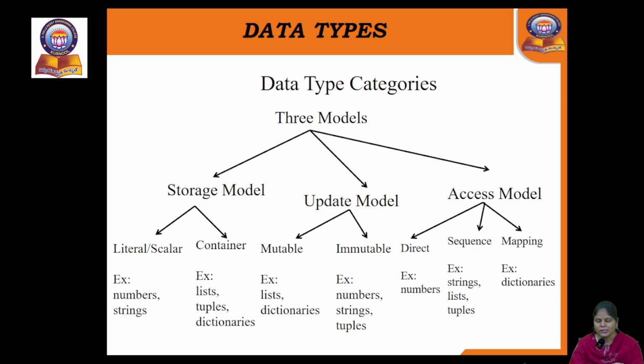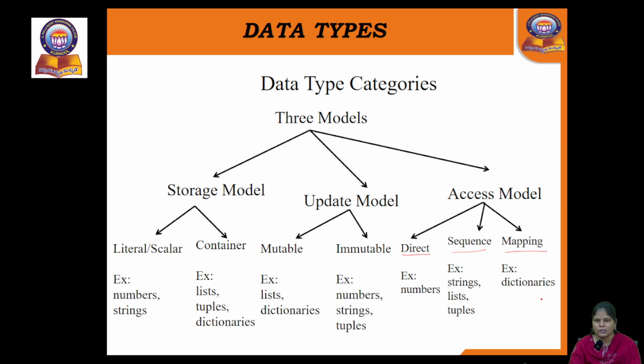Based upon accessing, we will be dividing the data types into 3 models: direct, sequence and mapping. The numbers can be directly accessed from the variable, so the numbers come under the direct access model. Whereas for strings, lists and tuples, each and every data item will have an index value in a sequential manner. If you want access to the elements of strings, lists and tuples, you have to follow the sequence of index. So they come under the sequence access model.